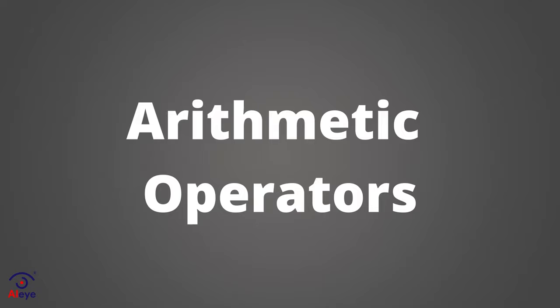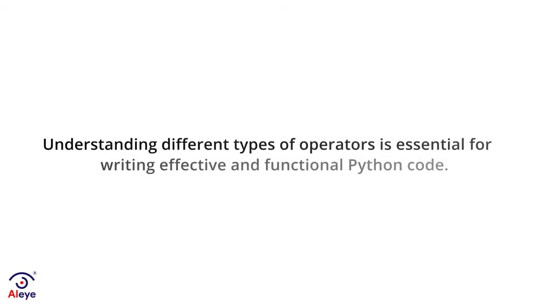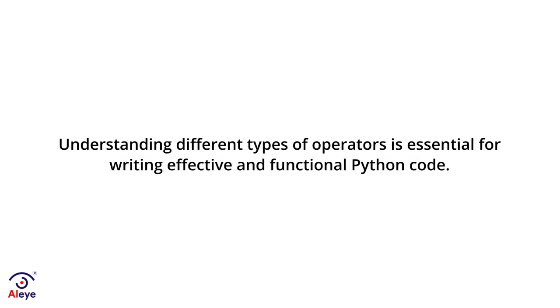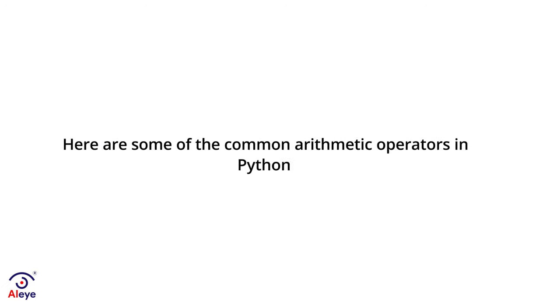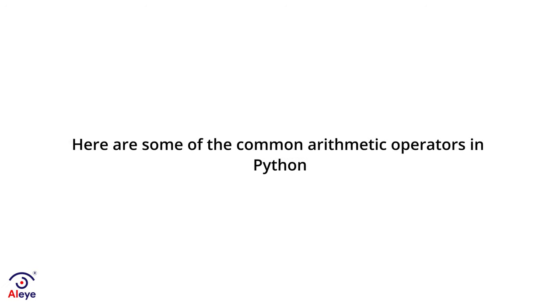Arithmetic operators. In Python, operators are symbols used to perform operations on variables and values. Understanding different types of operators is essential for writing effective and functional Python code. Let's explore various types of operators and how they are used in Python programming. Arithmetic operators are used to perform basic arithmetic calculations. Here are some of the common arithmetic operators in Python.